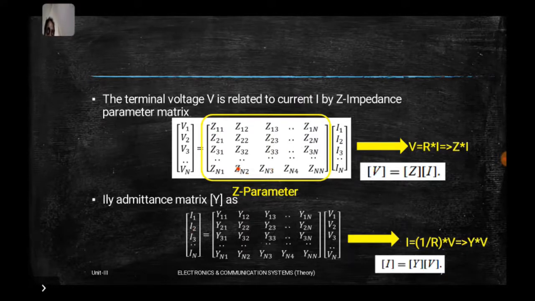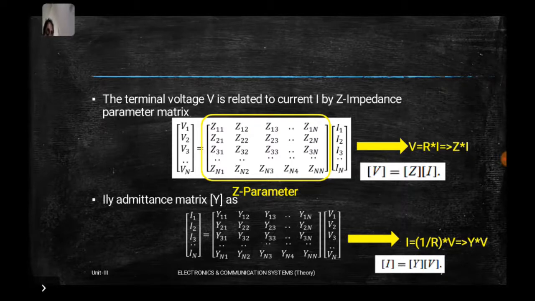And similarly, the counterpart is the Y parameters. The same Ohm's law can be written as I equals V divided by Z. So 1 by Z I can write as an admittance. The same equation in a different form: I can write the current at all ports as equal to the admittance matrix times the voltage at each port. That's quite easy to understand.